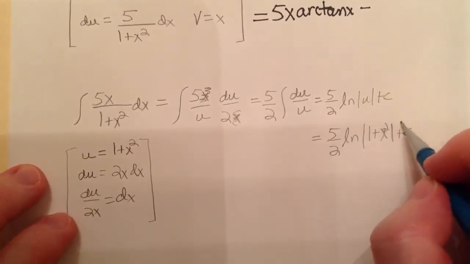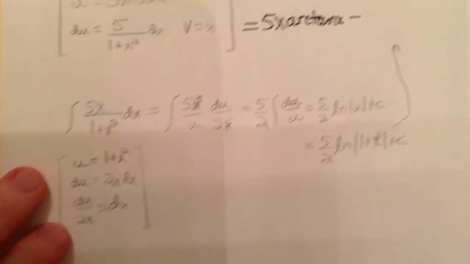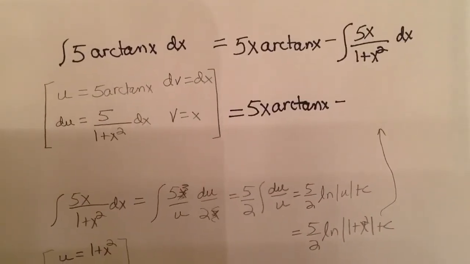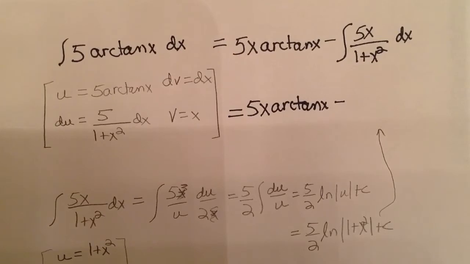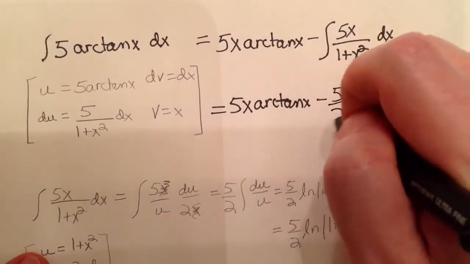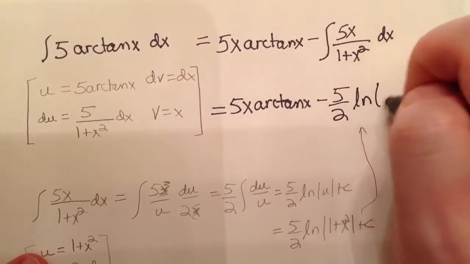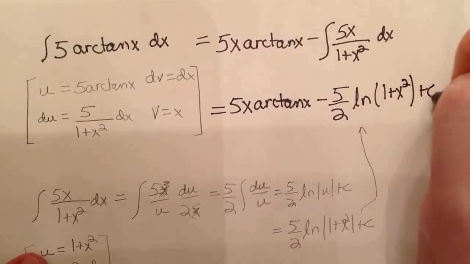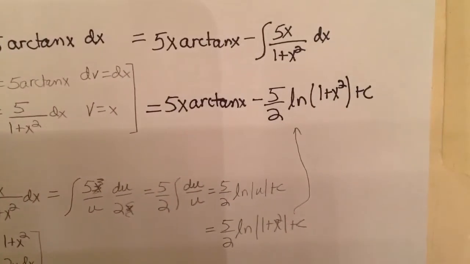And so putting this back in, it's going to follow that for the final answer for the integral of 5 times the arctangent of x dx, we're going to have 5x times the arctangent of x minus 5 halves times the natural logarithm of 1 plus x squared, followed by the constant.